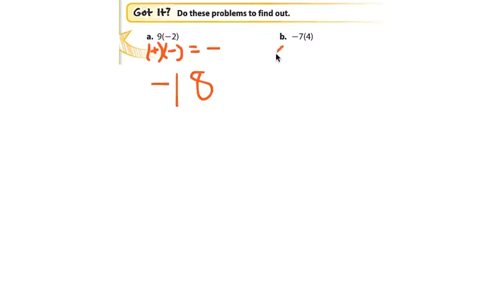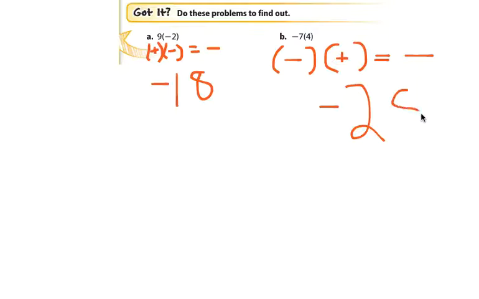So same thing here. I got negative 7 times a positive 4. A negative times a positive is a negative. So all I need to know now is what is 7 times 4? 7 times 4 is 28. So it should be a negative 28. Hopefully you got those correct.